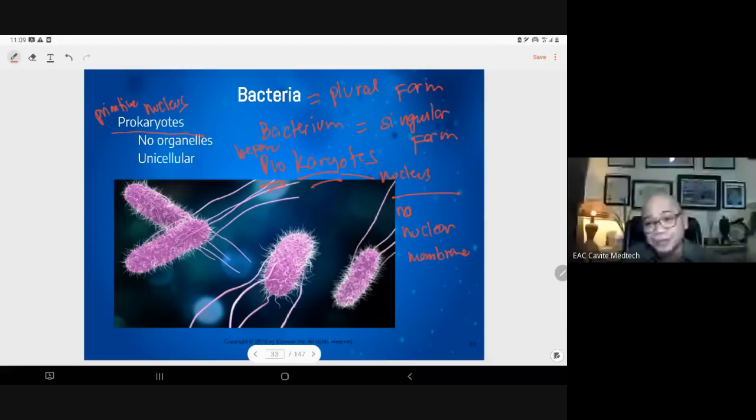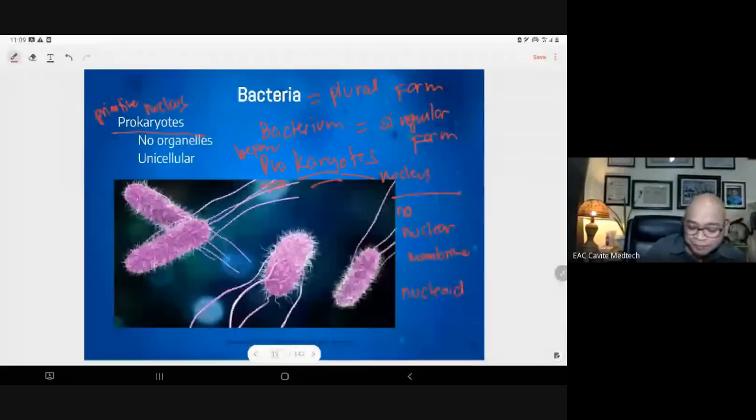No nuclear membrane. Okay. So unlike eukaryotes, humans such as us, we are eukaryotes. Our nucleus. So instead of calling it nucleus, for prokaryotes we simply call it nucleoid. They do not have organelles, and of course, they are unicellular, meaning that bacteria are considered single-celled organisms.